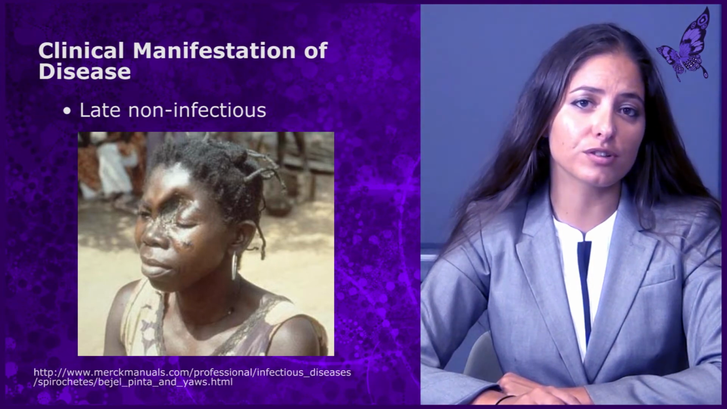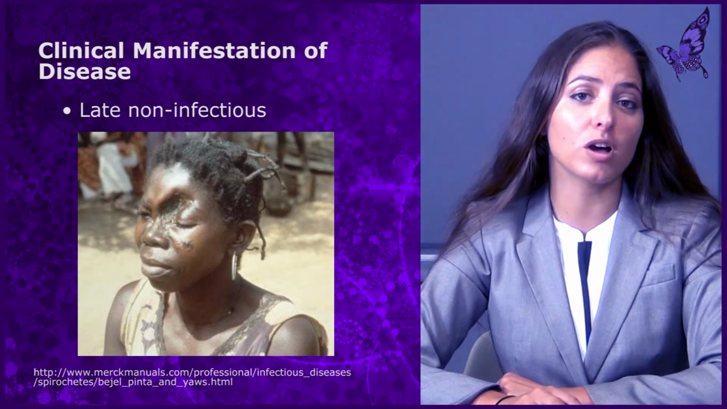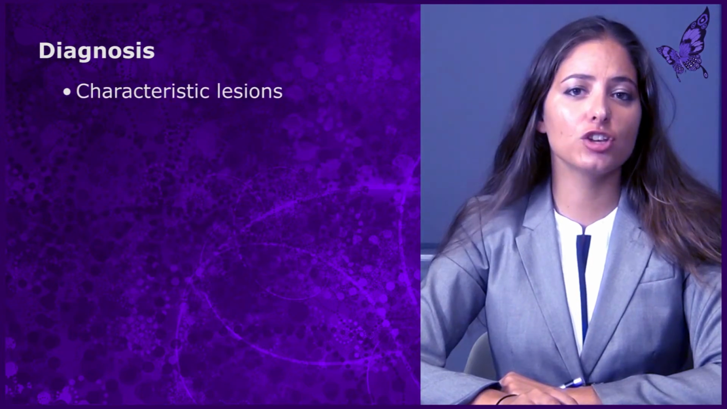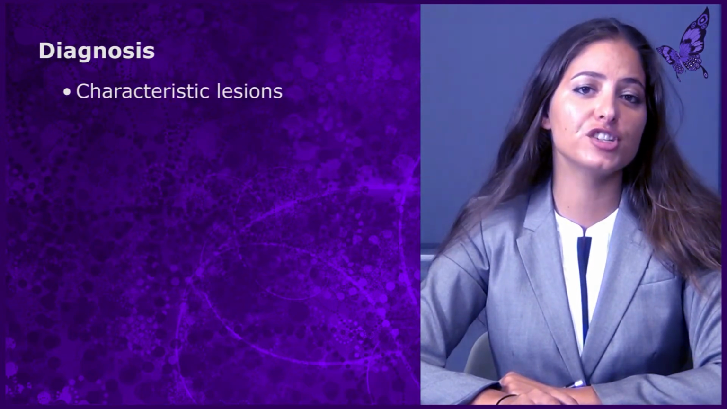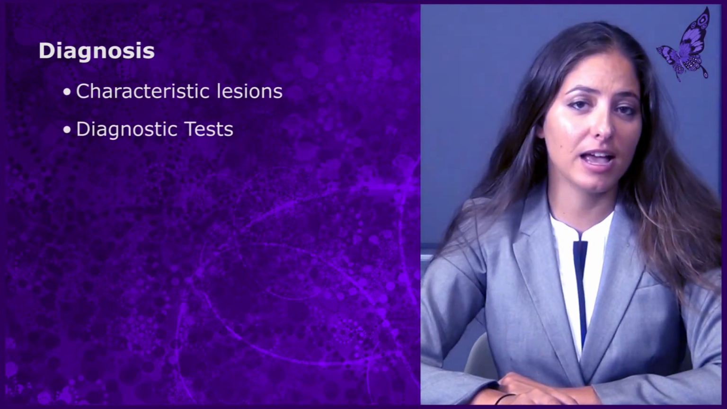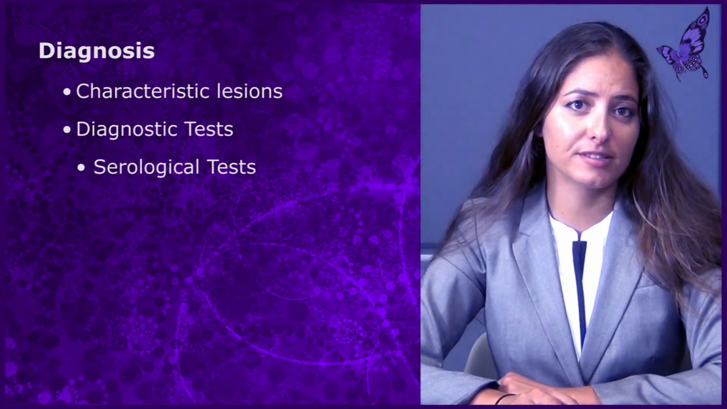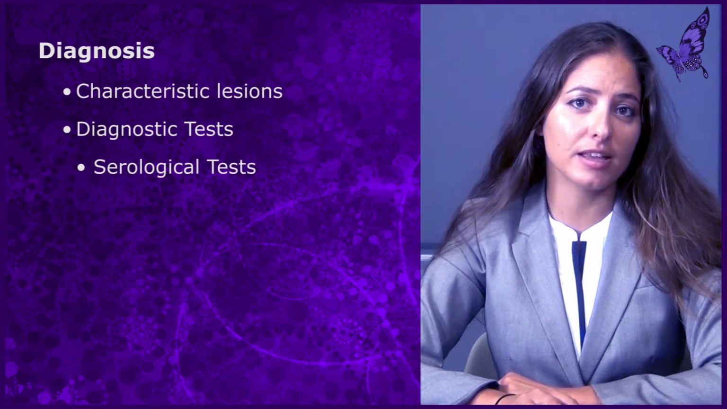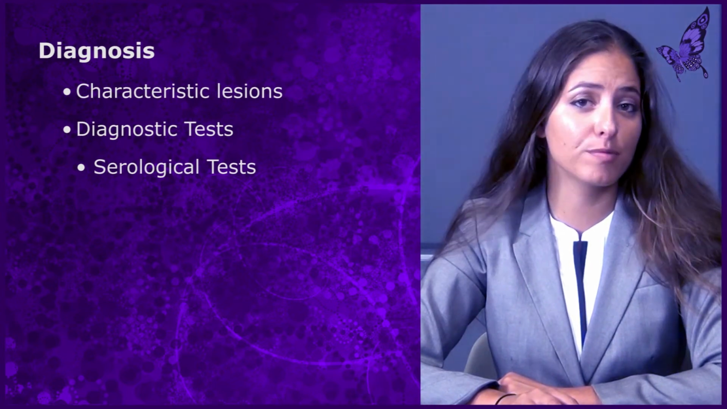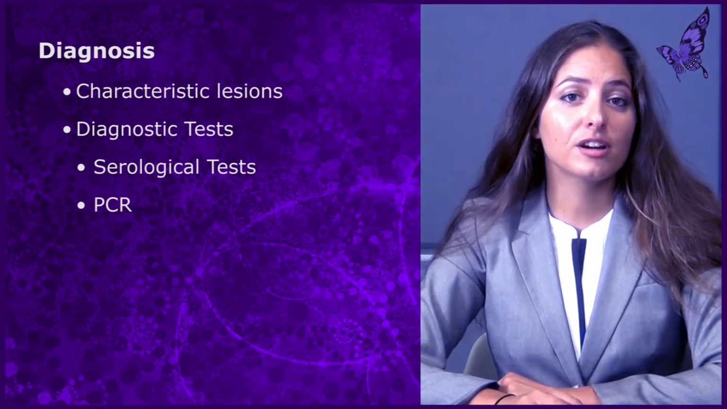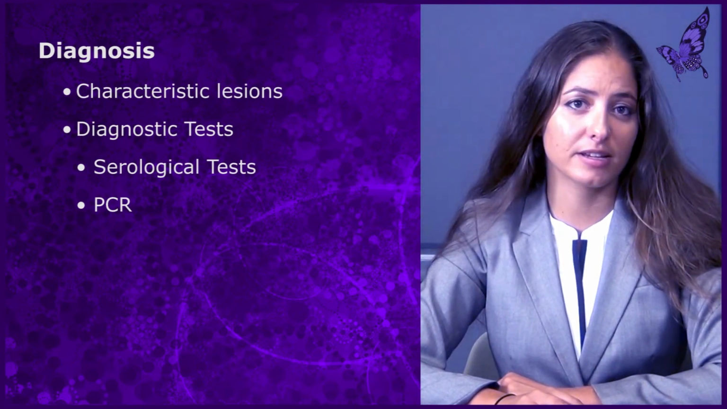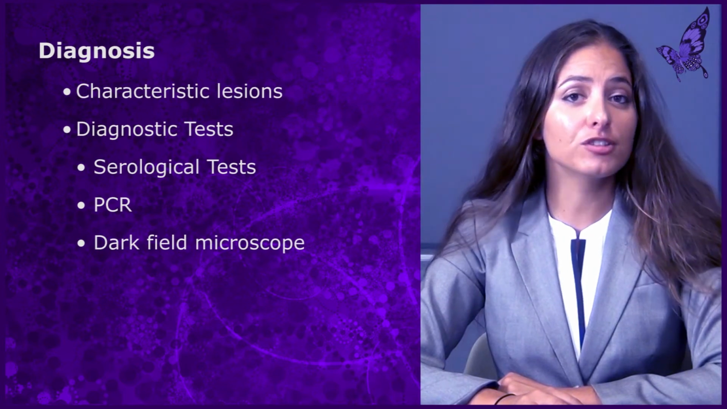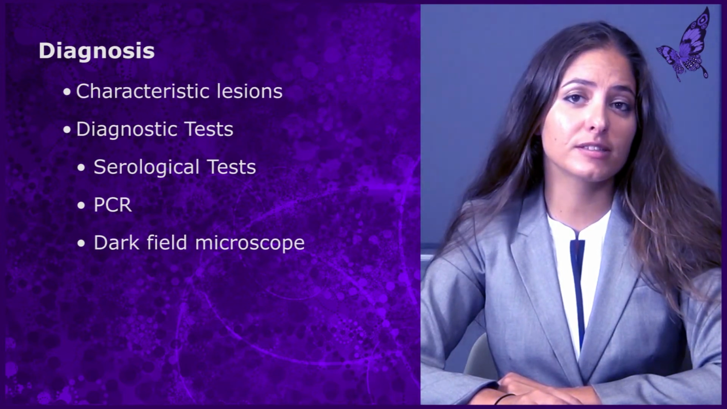Mutilating facial ulcers around the nose may occur as well. Characteristic Yaws lesions are used to make the clinical diagnosis in endemic regions. In an experimental lab, syphilis serologic tests, including VDRL and FTA-ABS, are both positive. PCR protocols can be used to make a definitive diagnosis in a lab setting. Dark field microscopy may also be performed to verify the presence of T.